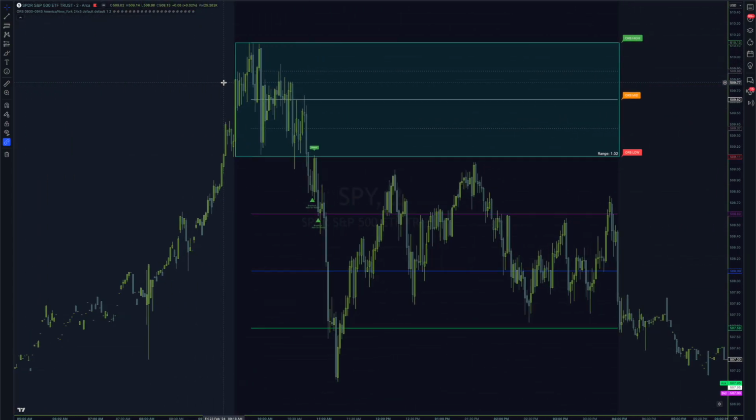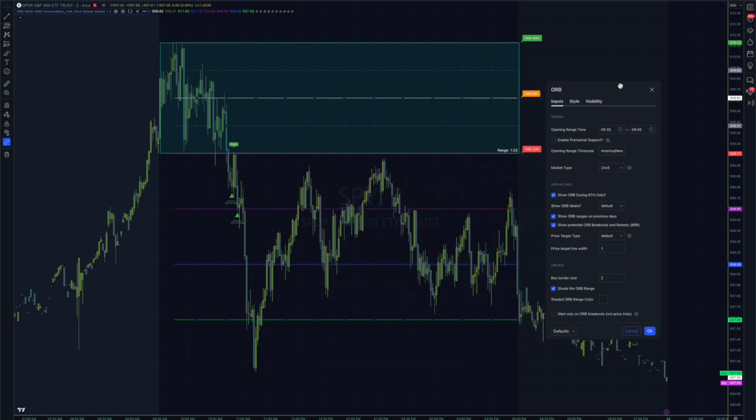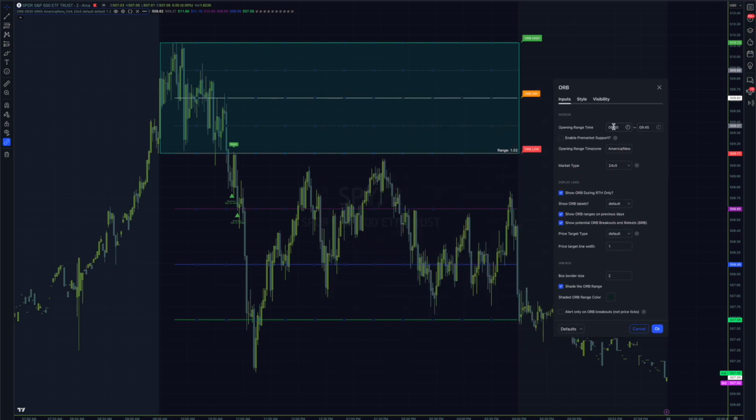When you add it to your chart by default, this is basically what you receive. All right, so you can come in here in the settings and you can adjust the opening range time. From a New York time zone or Eastern time zone standpoint, it is always the first 15 minutes of the regular trading hour session, 9:30 to 9:45 a.m. Eastern time, and everything else you can pretty much leave and you'll have exactly this.